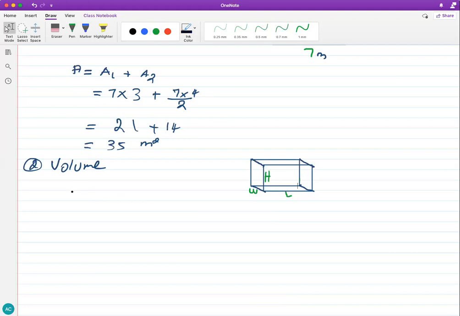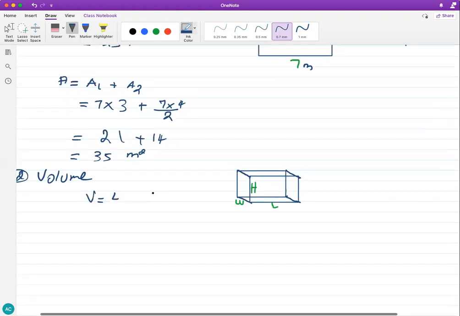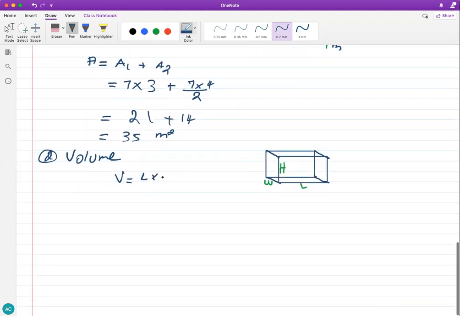For the volume of this one, what do you think we do to find the volume of this whole shape? V for volume. So when you find the area, you multiply 2 dimensions. When you find the volume, what do you do? That's right. We multiply all those dimensions. So length times width times height.